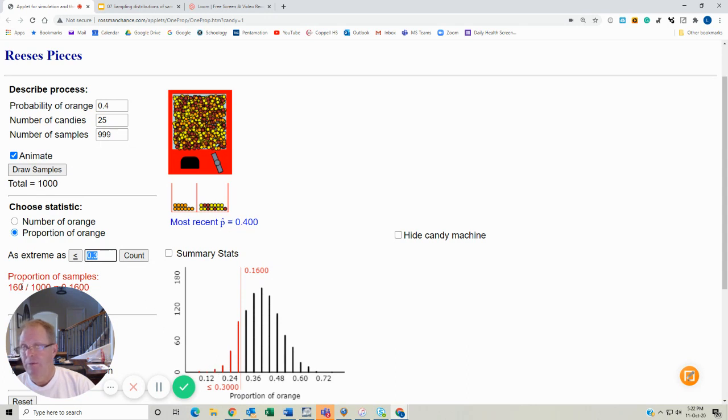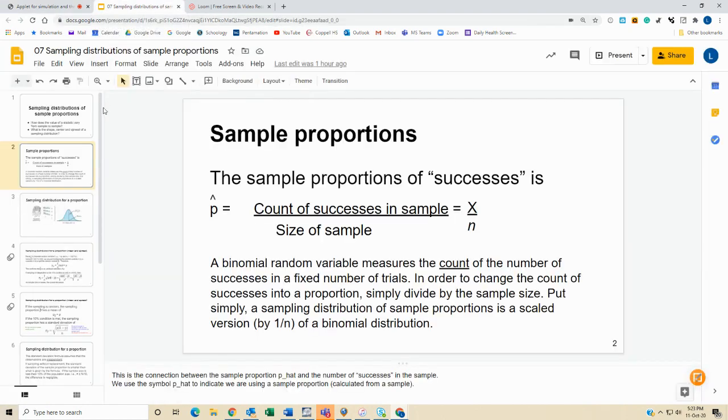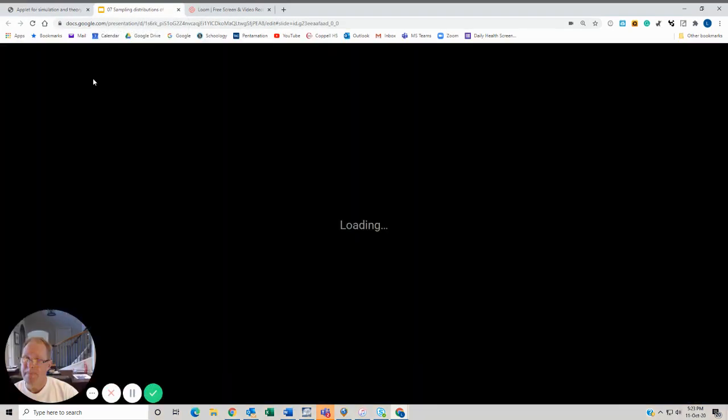And if you could see here, the proportion in this sample, there was 160. So 0.16 of all of the p-hats were less than 0.3. So we can do calculations using the outcome of our sampling distribution right here. And looking at the shape, I hope you can see that this is approximately normal. So let me go over here and start my slide presentation. There we go.